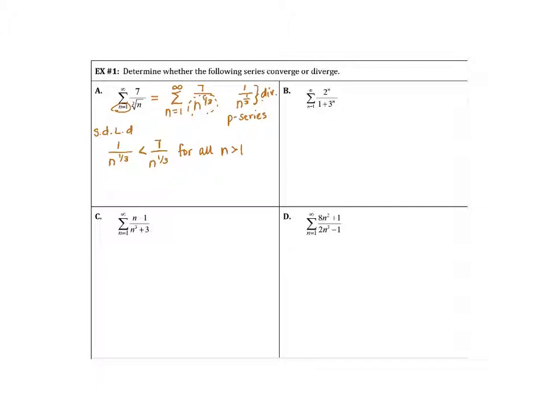And so we can say that the sum from n equals 1 to infinity of 7 over the cube root of n will diverge by direct comparison test.